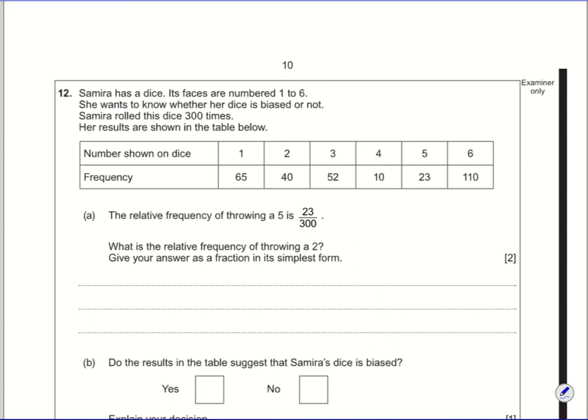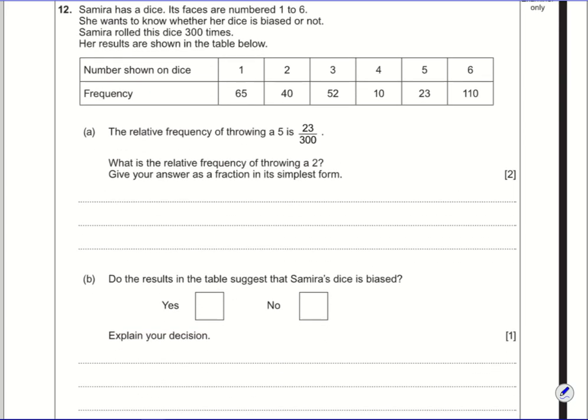Okay, number 12 is all about bias on dice and whether they're fair or not. We've got a 6-sided dice, and the probability of scoring any number on a 6-sided dice is 1 over 6. And that's the same for all 6 numbers on the dice. They're all equally likely to come up.